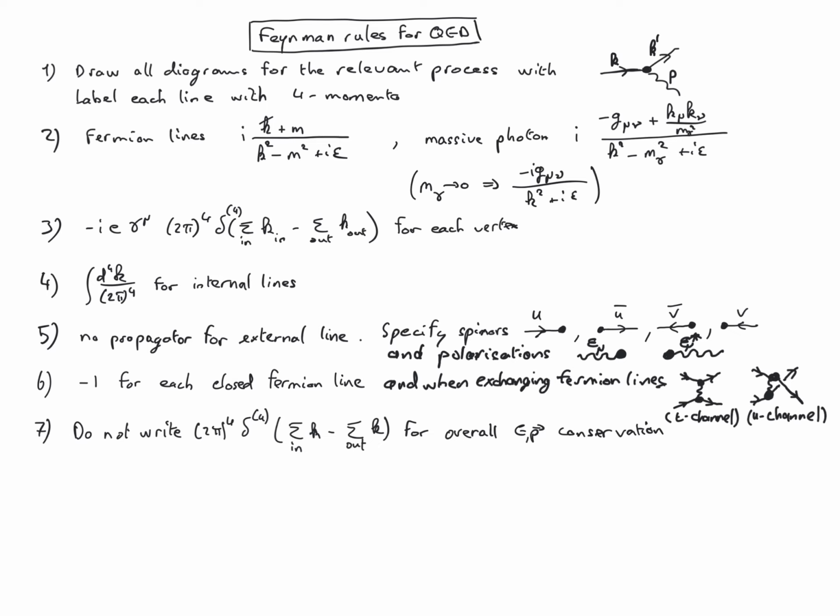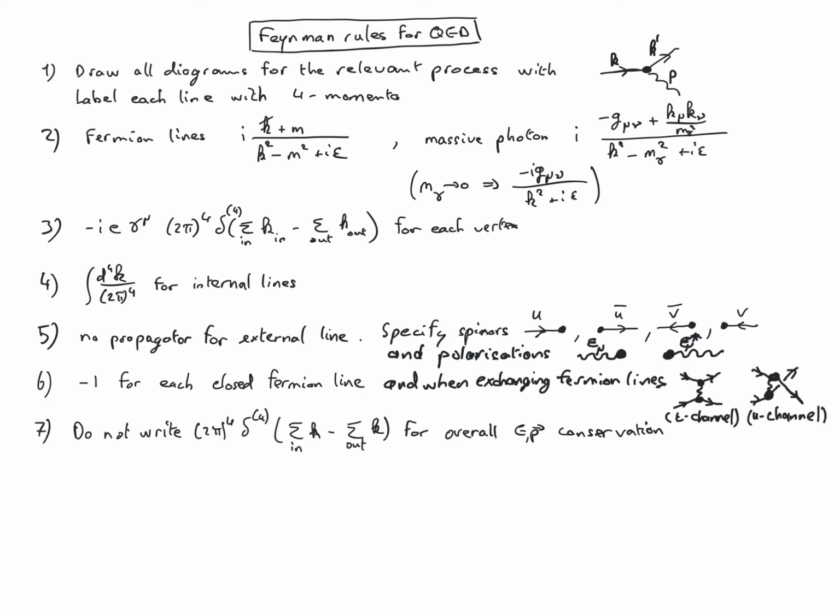We have already seen most of Feynman rules for QED, so let's remind them briefly. The first one is to draw all the diagrams for the relevant process. And for QED, we have vertices connecting two fermionic lines, one with an incoming arrow, one with an outgoing one, and a wavy line which denotes the spin 1 boson. Each line should be also labeled with a 4 momentum.